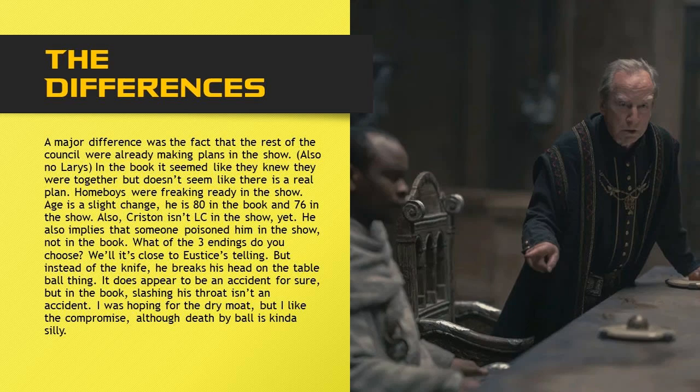Age is a slight change. He is 80 in the book and 67 in the show. All right. Also, Criston isn't Lord Commander in the show yet. So he is Lord Commander in the book, and he's actually part of the small council. He isn't just hanging out there, right?